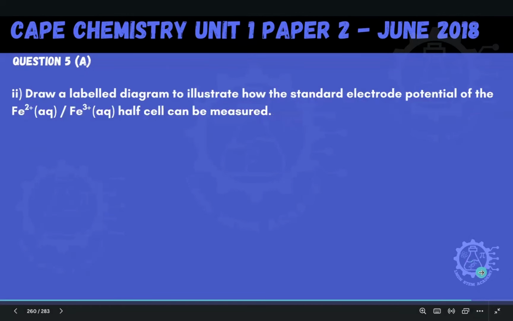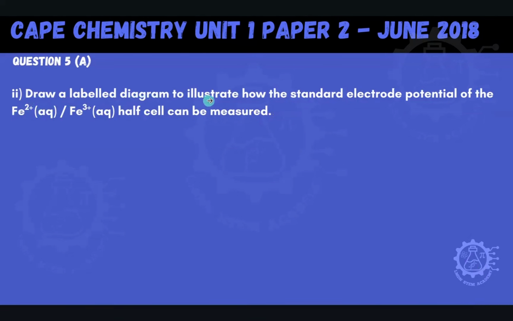Okay? So now we're being asked to draw a labeled diagram to illustrate how the standard electrode potential of the Fe2+ (aq), Fe3+ (aq) half cell can be measured. In light of the definition that we just wrote, we know that to find the standard electrode potential of this half cell, the other half cell has to be the standard hydrogen electrode. Conventionally, we draw the standard hydrogen electrode on the left.